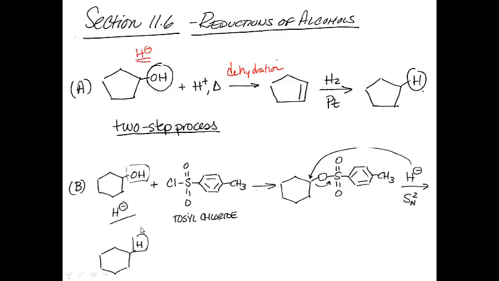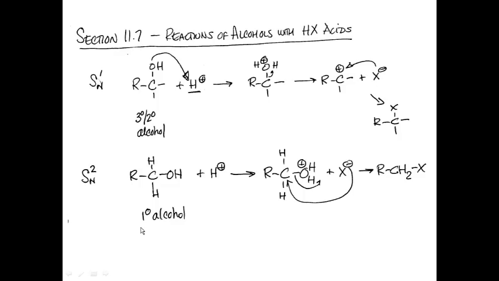Okay, so either of these is a two-step process. There's no one-step process to get rid of an OH group. But this is how we could reduce alcohols, a couple of ways. Now, how about some more reactions of alcohols?